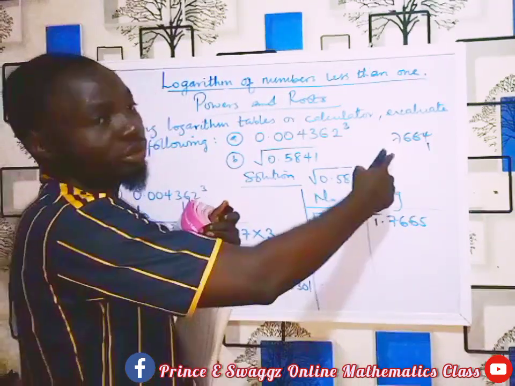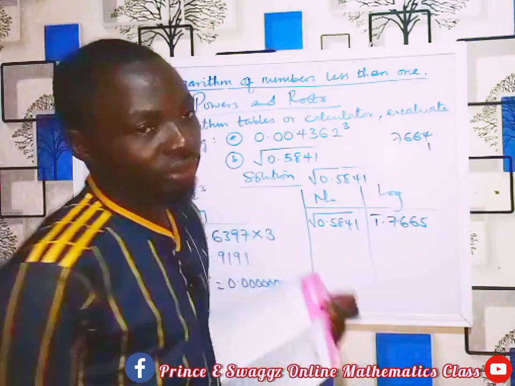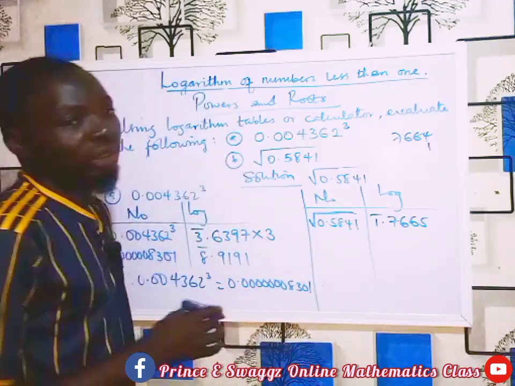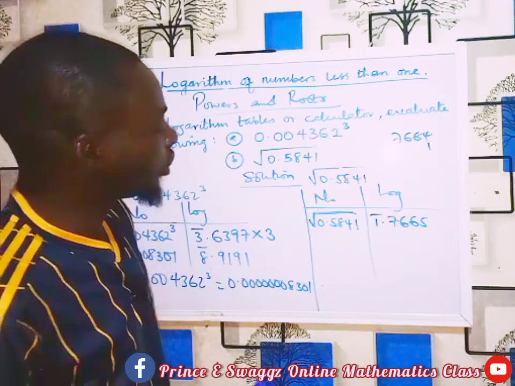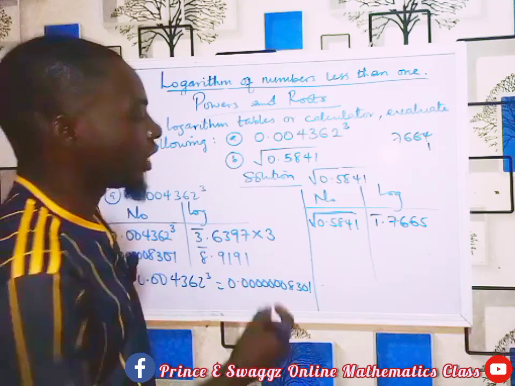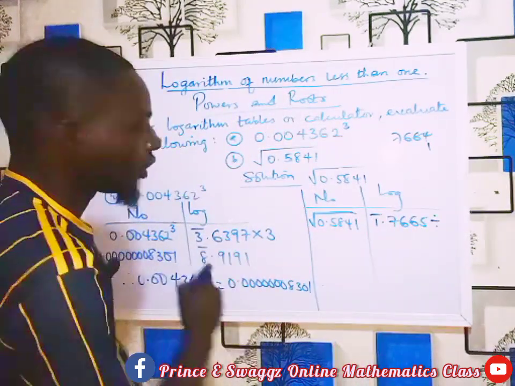58 under 4 is 7664. The difference is 1, and we add it to that, making 7665. So now what you have here is a square root. Whenever you want to get the logarithm of a number that has a root, what you need to do is divide. Root means divide, but if it is a power, you multiply.